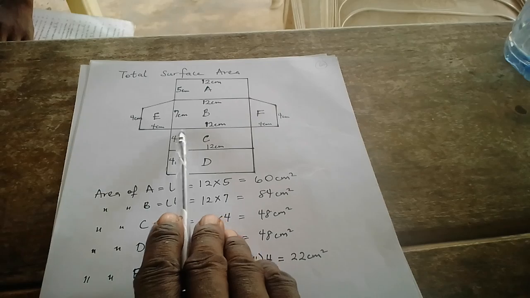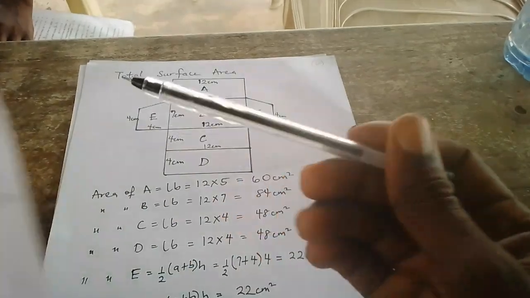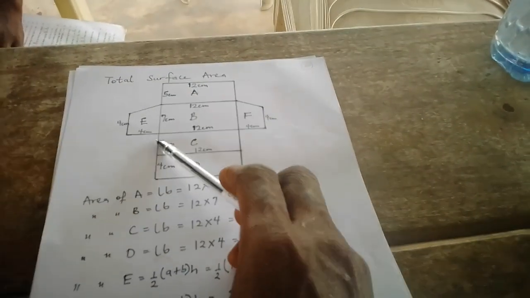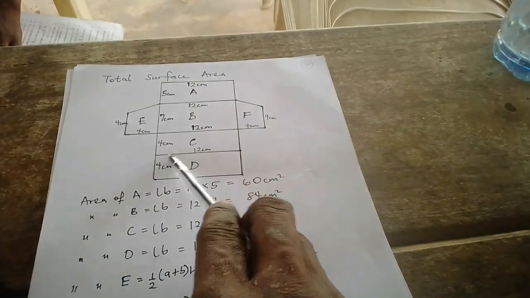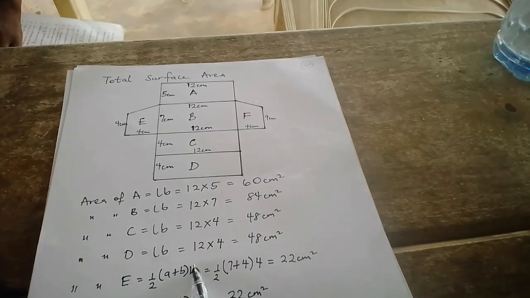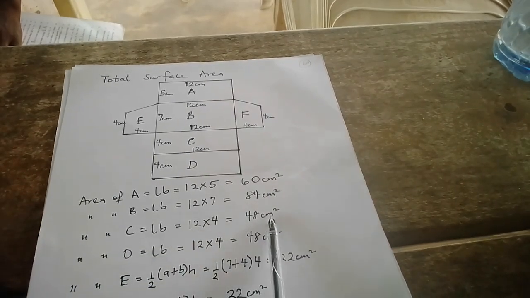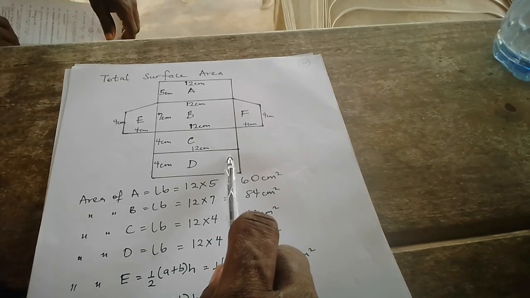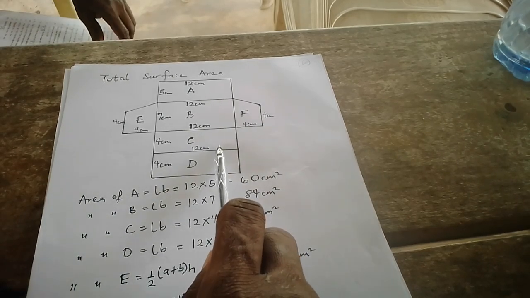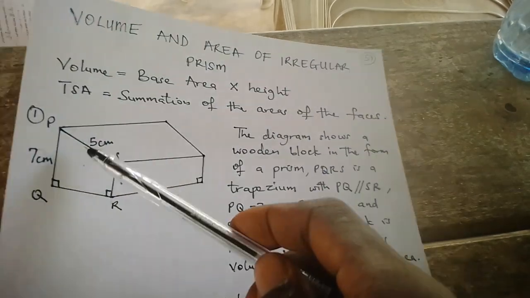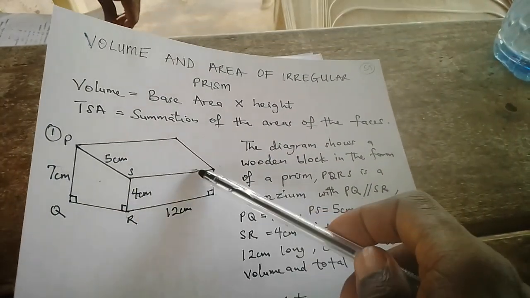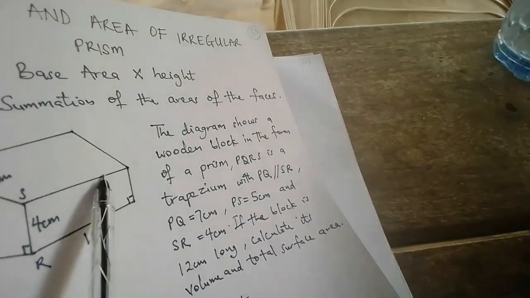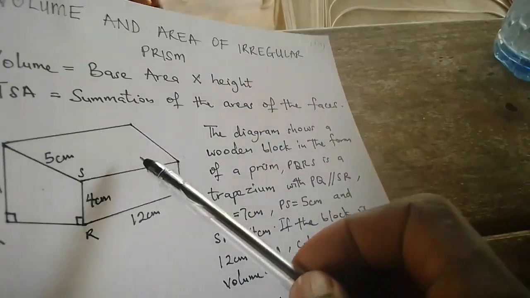Then C, the length is what? 12. Then this face here will give us C. So length is what? 12. Then the breadth is 4. 12 times 4, 48 centimeters square. Then our C should be the base of this trapezium. Then our D is this side. So our D is the side covering it here. The base here should be 4.